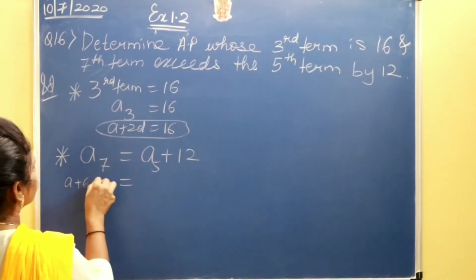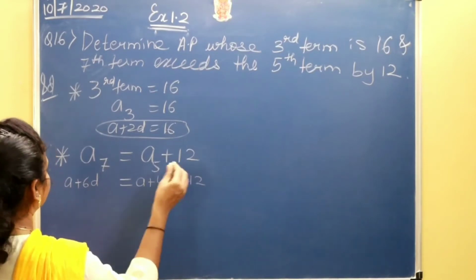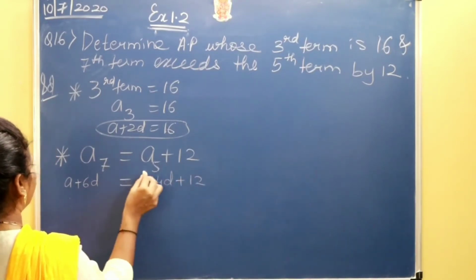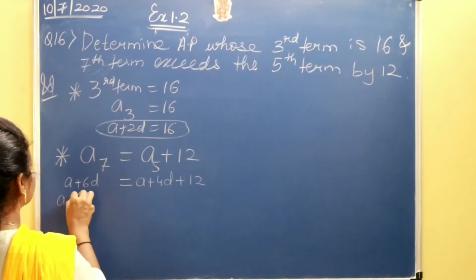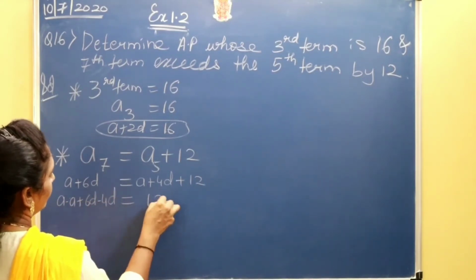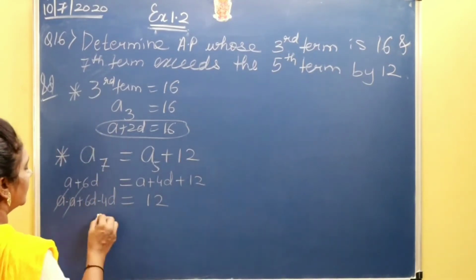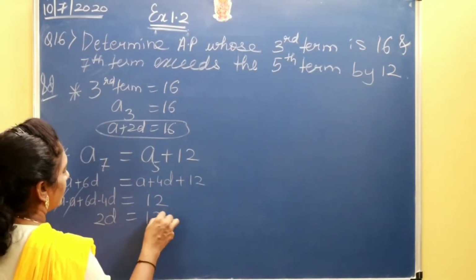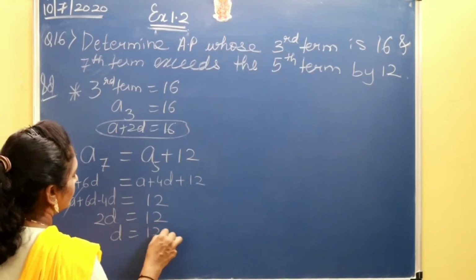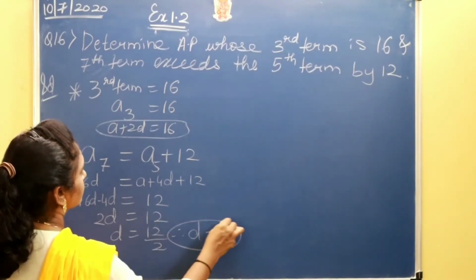A7 is A plus 6D, A plus 4D plus 12. You will have a and a getting cancelled, a minus a plus 6d minus 4d equal to 12. 2d equal to 12, d equal to 12 by 2, therefore d is equal to 6.